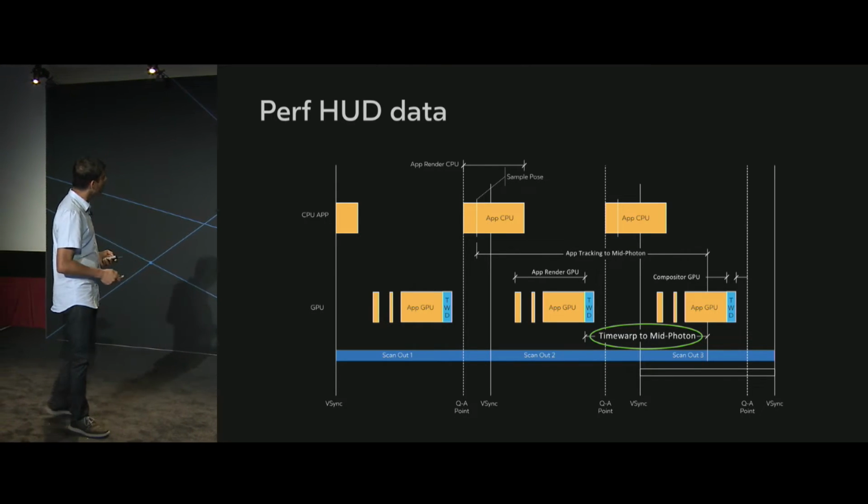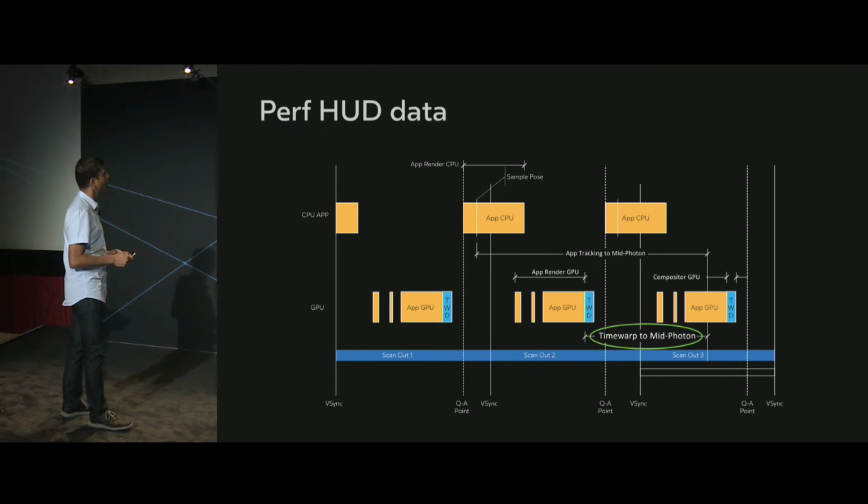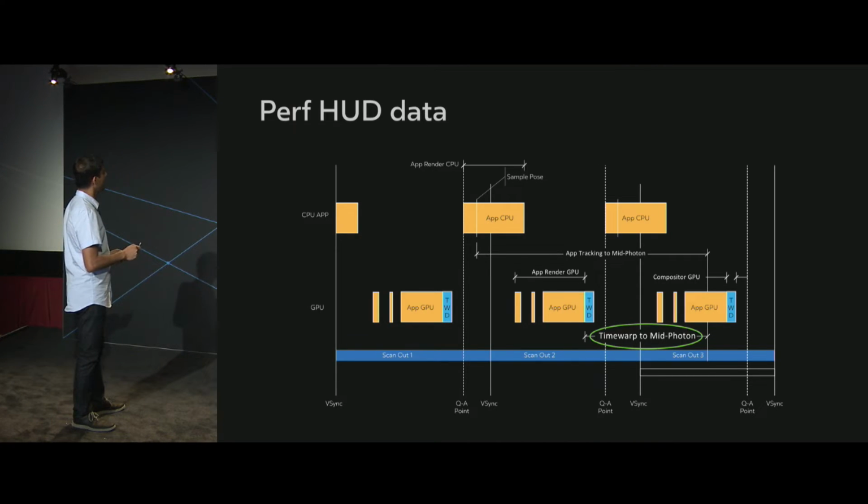Similarly, the time warp to mid-photon metric that you'll see in the Perf HUD measures the time from when we sample the pose for the time warp to the mid-photon point when it gets scanned out.